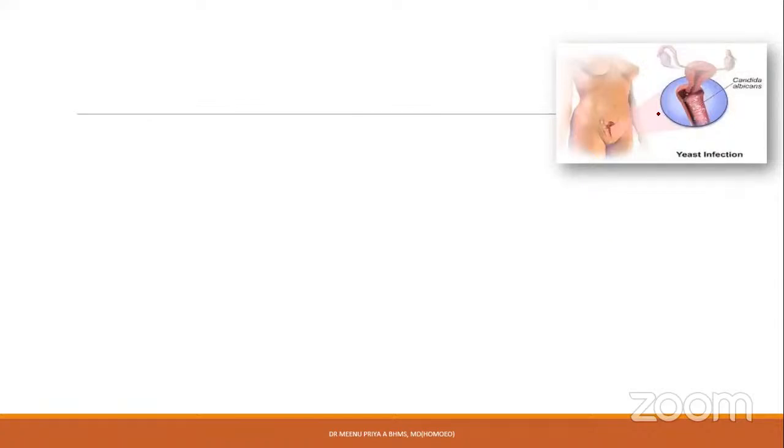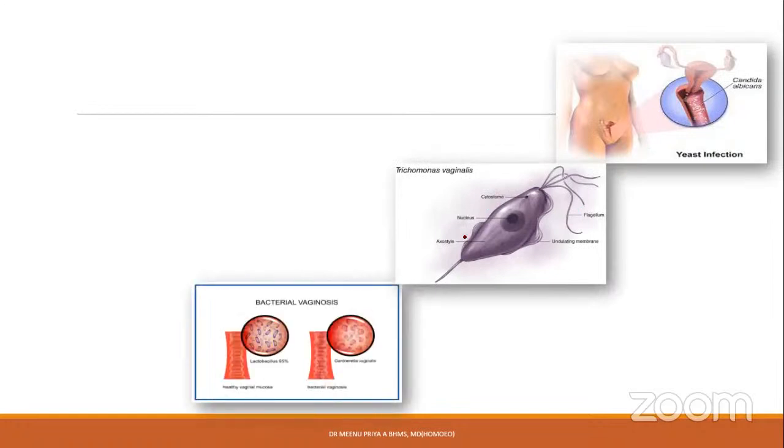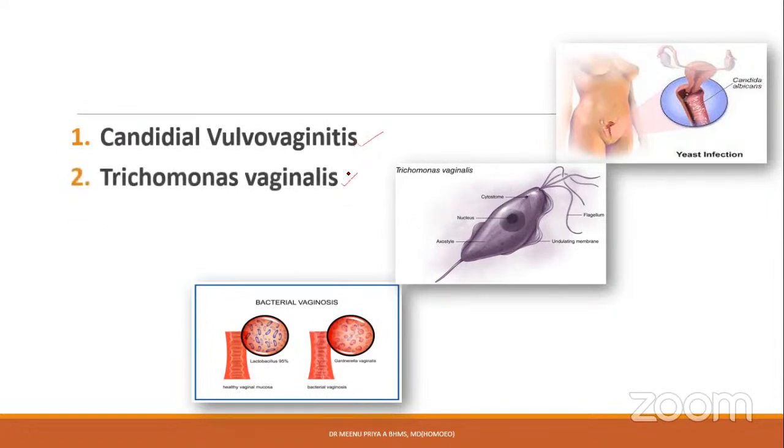This is Candida albicans, the yeast infection, that is candidiasis, and then Trichomonas vaginalis and bacterial vaginosis. So candidial vulvovaginitis is the first topic that we'll be dealing with, then Trichomonas vaginalis, and then bacterial vaginosis. These are the three common organism infections that occur in the pelvis, in the female genitalia. So we will see one by one what it is, and then the difference between the three also.